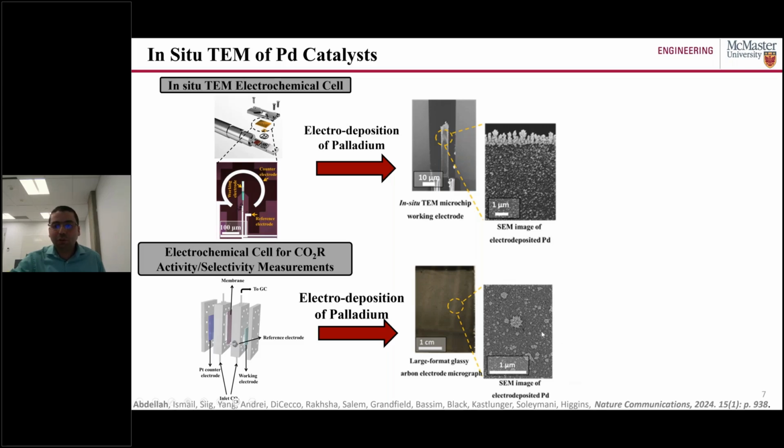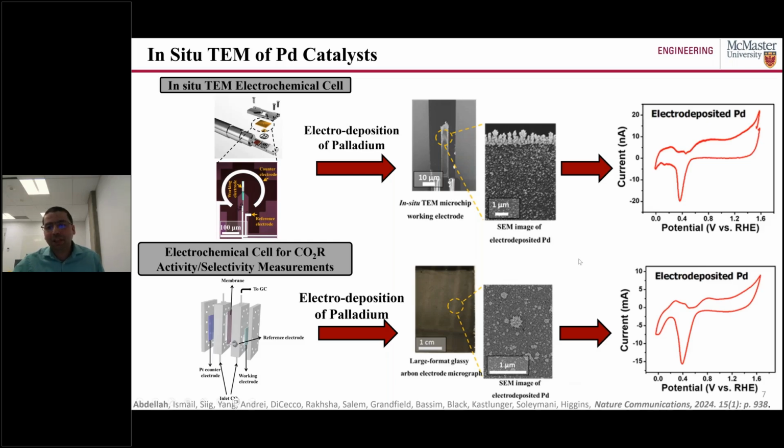But when we conduct the electrochemical performance, you can see it gives us the same features from the in situ microchip electrochemical measurement and the large format glassy carbon. The only difference is the amount of current. In the large format glassy carbon, you have a current around milliamperes, and in the microchip, the current is very small, around nanoamperes. So this gives us an example: when we're doing in situ measurement, you have to be sure it's working in the same electrochemical environment.